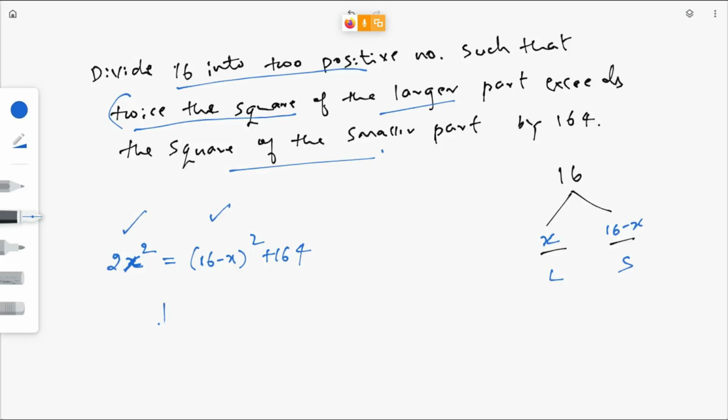If you simplify this one, then you will get an equation. Again, this is your homework, simplifying this. Simplify this one and then form a quadratic equation. No need to solve the equation, just form a quadratic equation.